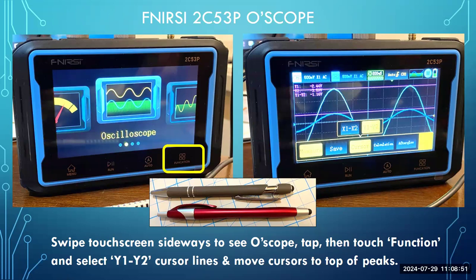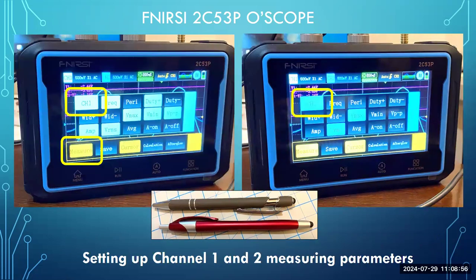Now, that being said, after you have set the cursors, then you want to set your measuring parameters. Your measuring parameters, you touch this button on the function. After you hit function, you touch measure, and then you tap this upper left button for channel 1, you tap it again for channel 2. So you tap this back and forth until you see channel 1, and you select whatever parameters you would like to see on the display of your Oscilloscope screen. And then the same is true for channel 2.